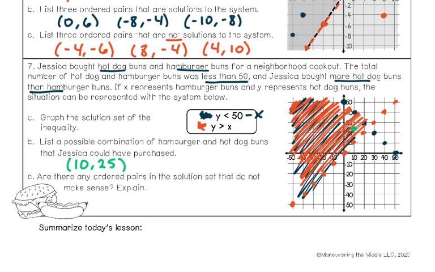I said 10 hamburger buns and 25 hot dog buns. You can see it's in the overlapping shaded region for both. You could have said a few different answers for that one.